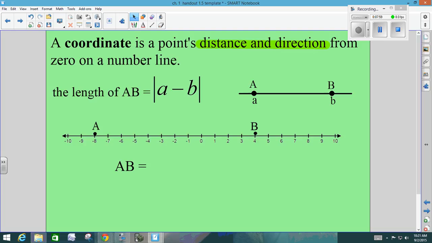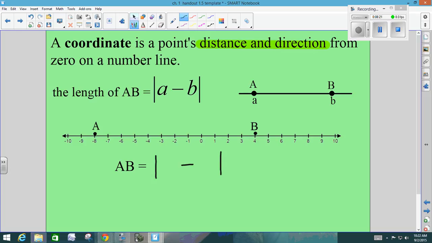There's your length again, the ruler postulate. The length of a segment is the absolute value of the difference of its coordinates. Okay? So here I have A at -8, and I have B at 4. If I want to find the length of AB, or the distance between them, you're going to take the absolute value of the difference of their endpoints.